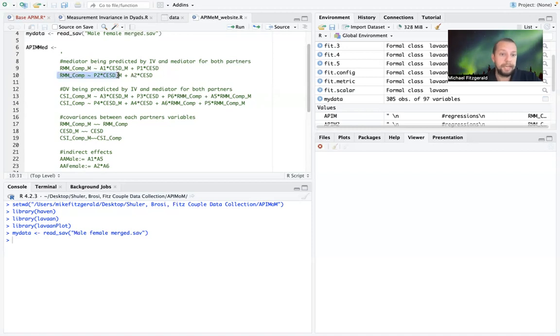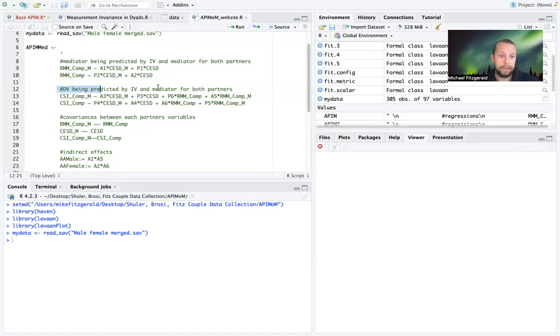We do the exact same thing for the female partner. We have the female partner's self-report of relationship mindfulness being predicted by their own and their partner's reports of depression. Before moving on, this is the standard actor-partner interdependence model, that baseline model where you have one independent variable for each dyad member and one dependent variable for each dyad member.